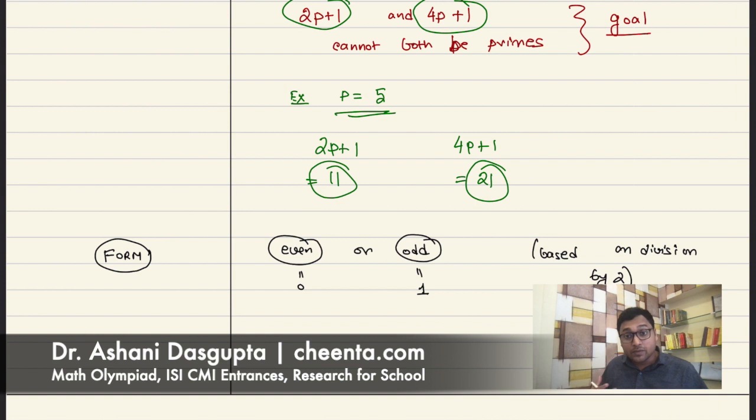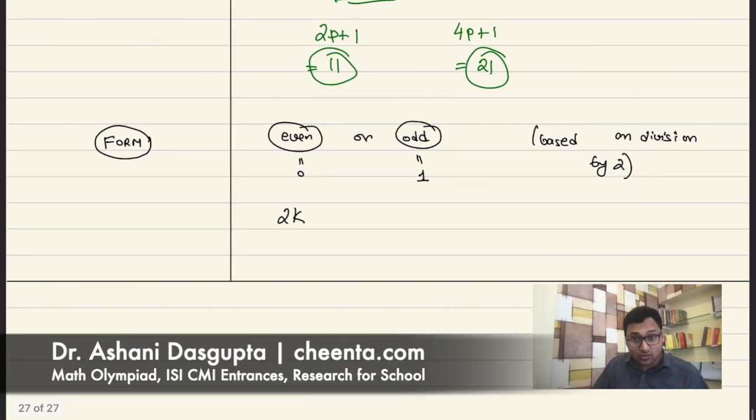So sometimes when we do number theory, we represent even numbers as 2 times k. Here k is a constant number. So any even number can be written as 2 times some constant. And every odd number can be written as 2 times some constant plus 1. So what do 2k and 2k plus 1 tell us? They tell us the form of even numbers and the form of odd numbers.